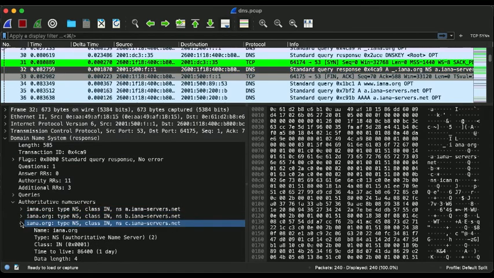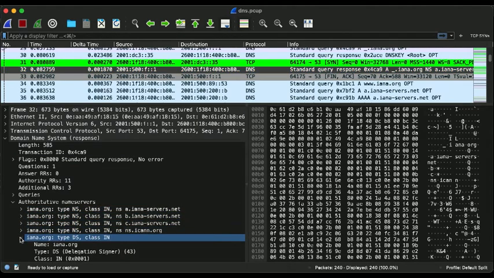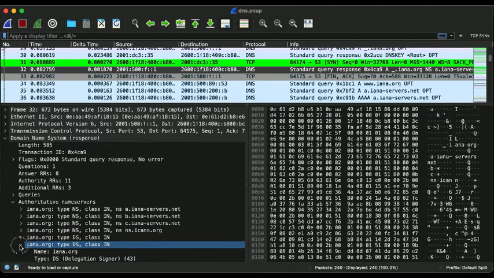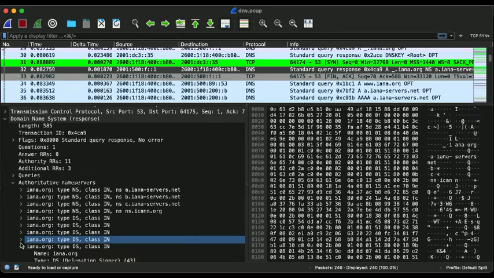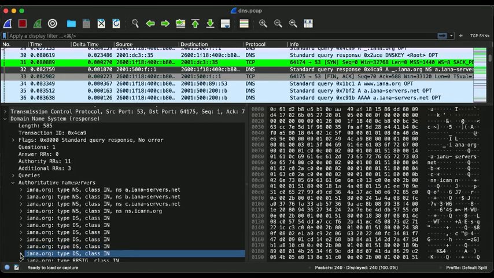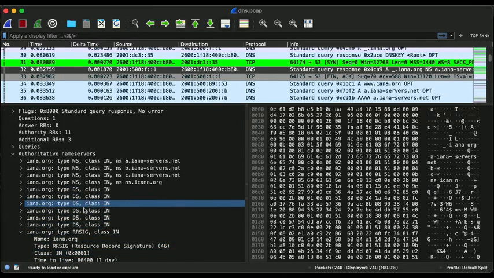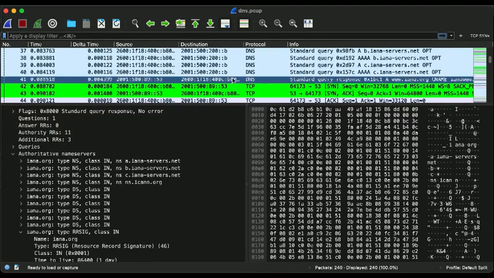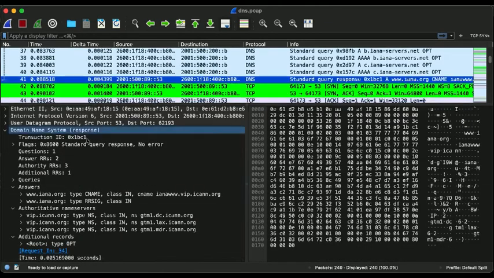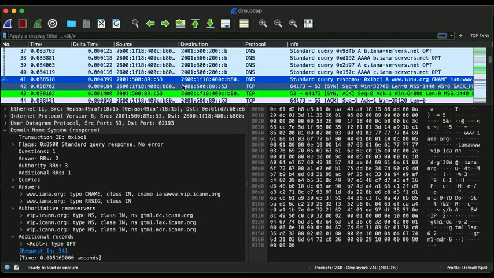As well as DS records, delegation signer records used to identify the signing key of the zone. The final result then also includes an RRSIG. But of course, now the question is, how do we verify the signature? We need to have a public key for this.